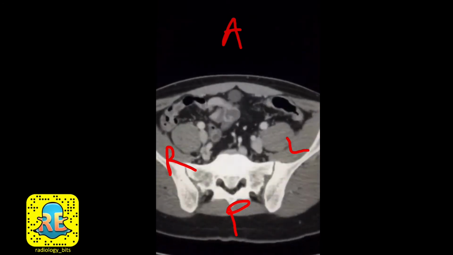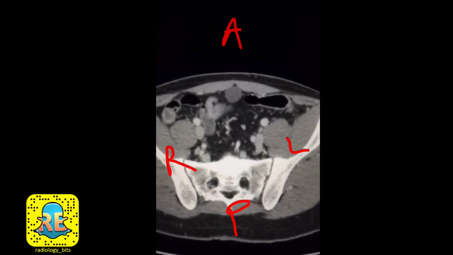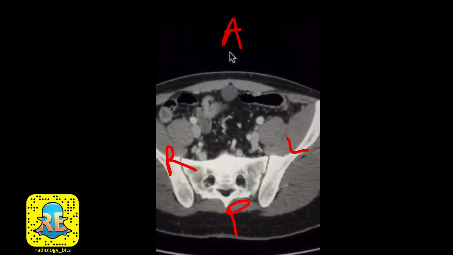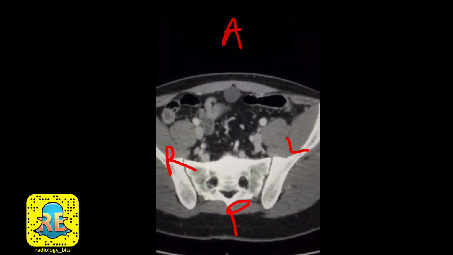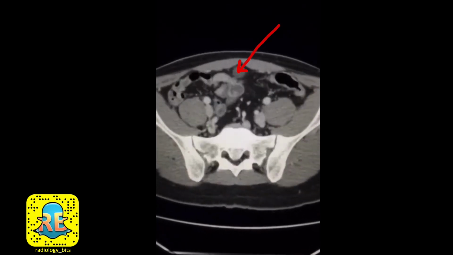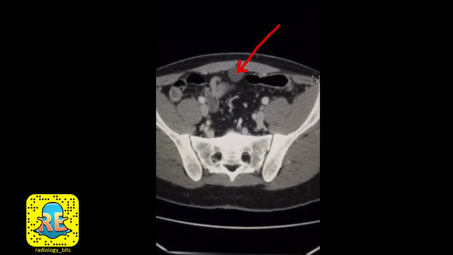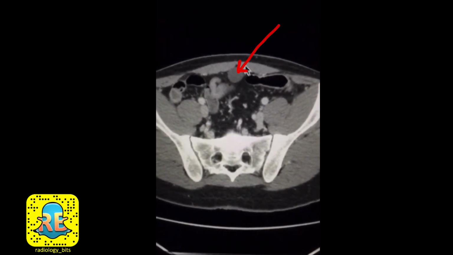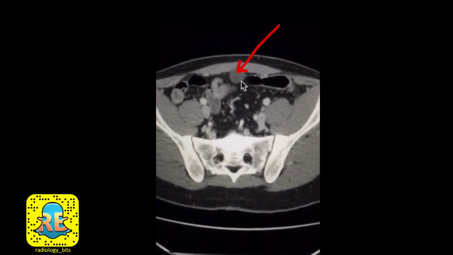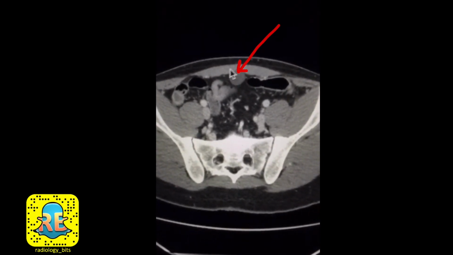Now let's concentrate on this abnormality. For junior audience, you're looking at the patient from his feet. This is anterior, this is posterior, this is right, and this is left. As we're going down from the abdomen into the pelvis, we notice this abnormal finding here in the midline just posterior to the anterior abdominal wall.